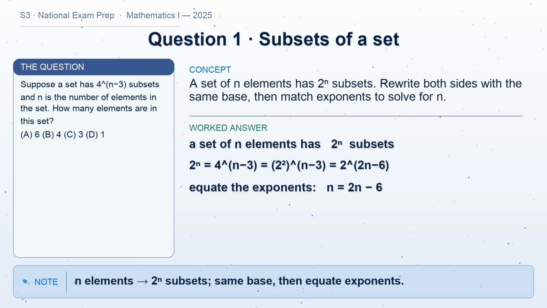Now the two powers are equal, so the exponents must match. n equals 2n minus 6. That gives n equals 6. The answer is 6, option A.